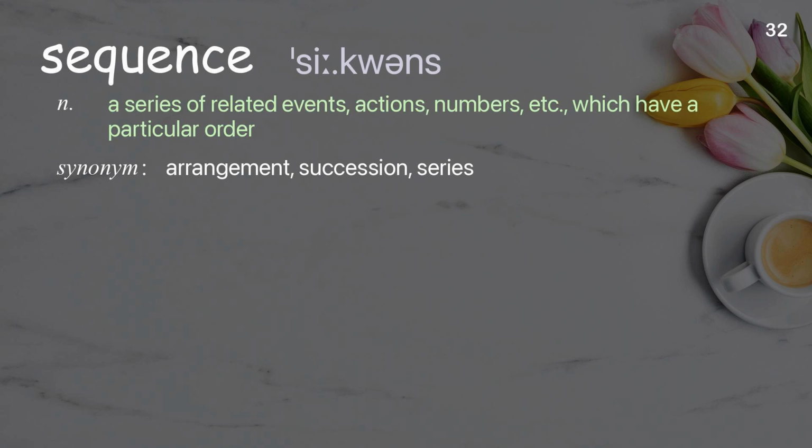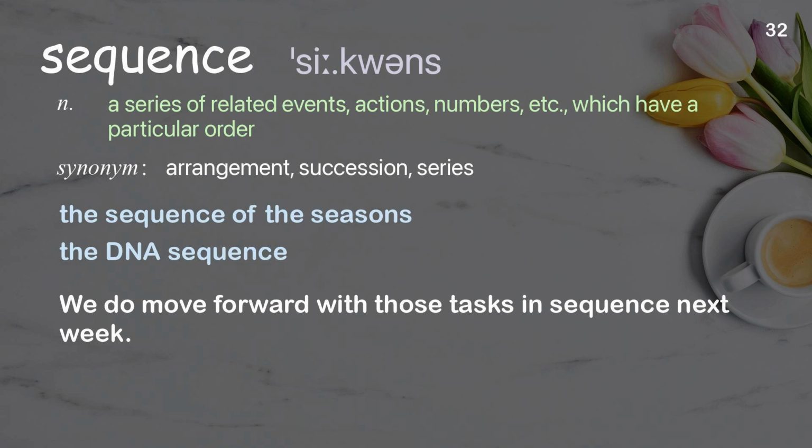Sequence: A series of related events, actions, numbers, etc., which have a particular order. Examples: The sequence of the seasons. The DNA sequence. We do move forward with those tasks in sequence next week.